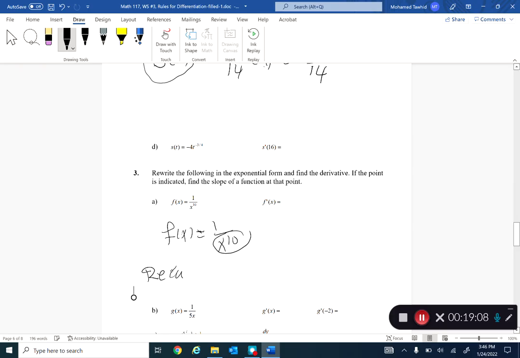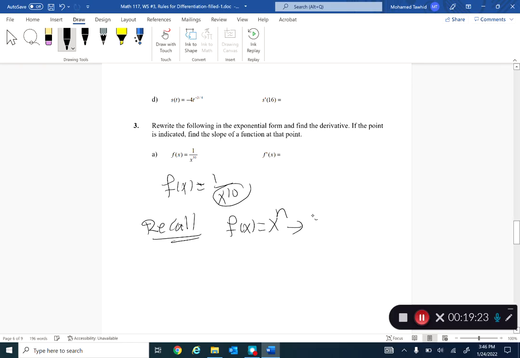So I have to recall for you here. F of x equals x to the power n, right? Then the derivative of this, f prime of x, will be n x to the power n minus 1. But I need to recall here, if you have 1 over a to the power m, then if you take this one up, it will be a to the power negative m. It takes the opposite sign of your m. So if you have m, you have negative m. All right, so that is the rule here.